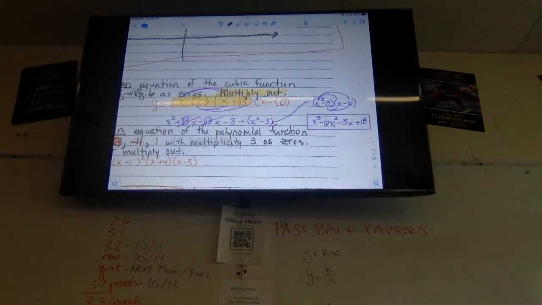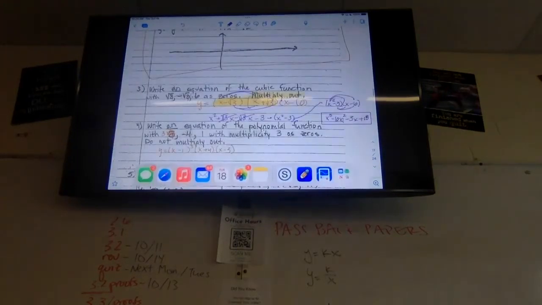Okay. When we get into 2.5, we're going to be doing this with i's, with imaginary numbers, and radicals are pretty similar to that. So I wanted to cover that here. Okay, that's all I really wanted to cover in 2.3.